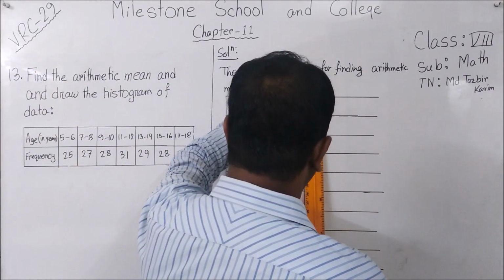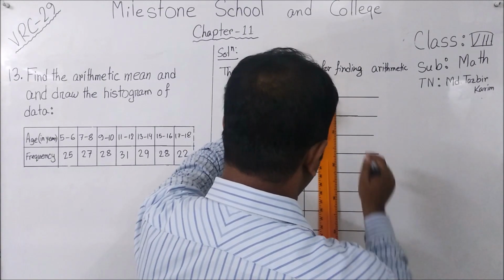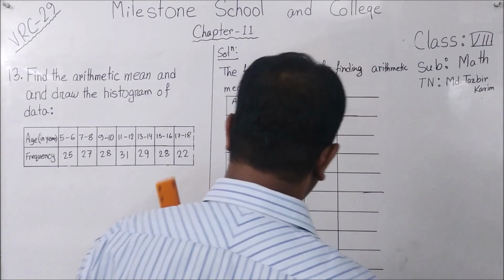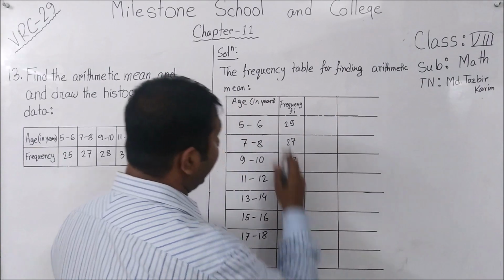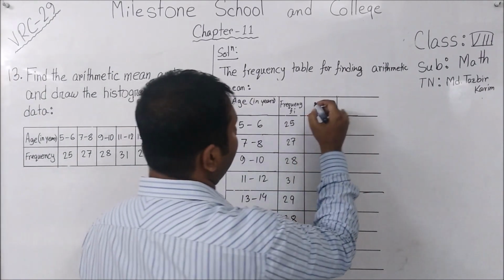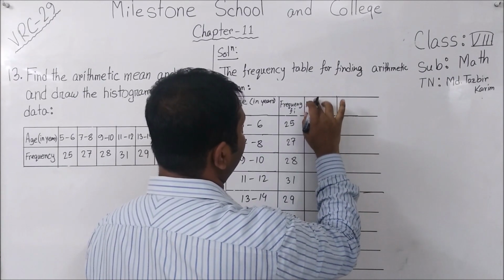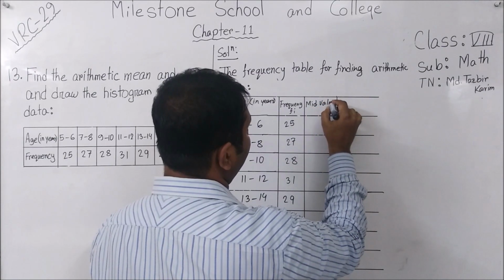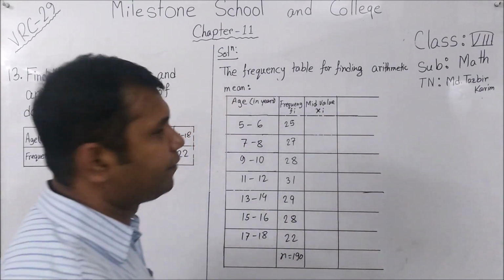So we are going to need the mean value. So here n equals 190. If you add all of them, we get 190. Now we have to find out the mean value, which is related xi. So how are we going to find out the mean value?